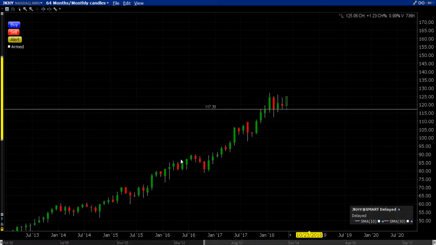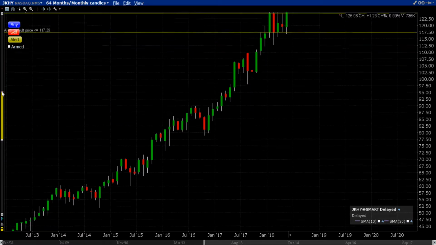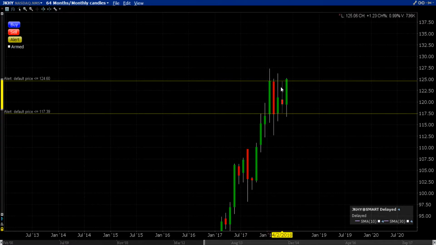All right, let's start identifying the support. Ooh, look at that. The resistance, we're just above it. Use your software to its full advantage. Zoom in. Don't be afraid. It's free. Just to make sure. And yeah, it's above.